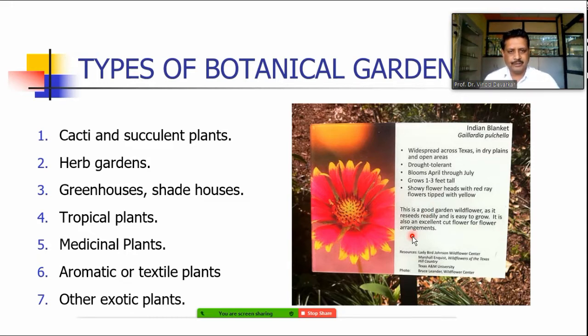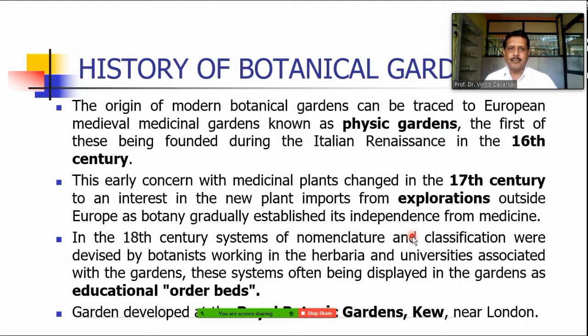When we talk of the origin, modern botanical gardens can be traced to the European medieval medicinal gardens, because as we know, when we talk about the classification of plants, we learned that utility-based classifications were done on the basic use of the plant. So with that intention, medicinal plant gardens were also developed, and they are normally known as physic gardens. So it is the physician's garden we can say. The first of these was founded during the Italian Renaissance of the 16th century.